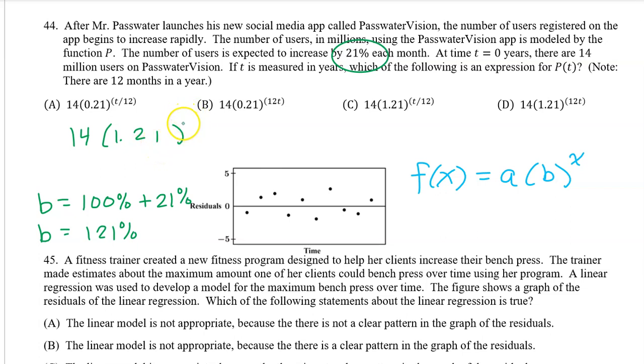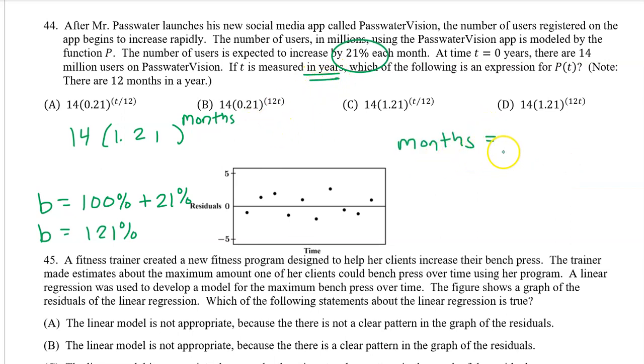Now we have to be careful. I don't want to put a t right here because this percentage is in months. That means this exponent has the units of months. However, we want time to be measured in years. T has to be in years. So what do we do? We write a little conversion equation that converts months into years.